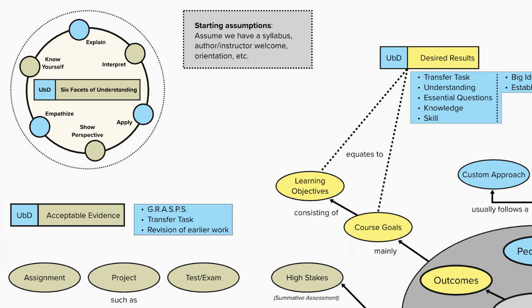Finally, UBD defines understanding as a set of 6 interrelated abilities, as shown here. The 6 facets of understanding function similarly to Bloom's taxonomy, informing all 3 design stages. They serve to align the desired results with the acceptable evidence of understanding, with the sequence of learning experiences required.